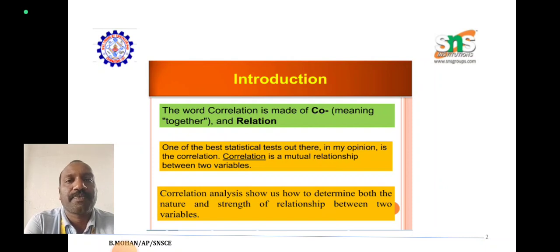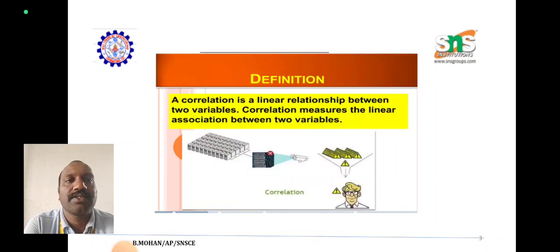Correlation is a mutual relationship between the two variables, and it is the nature and strength of the relationship between the two variables, nature and strength. First of all, let me see the correlation definition.